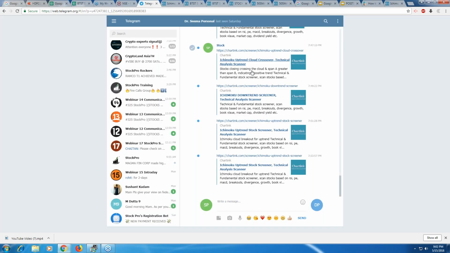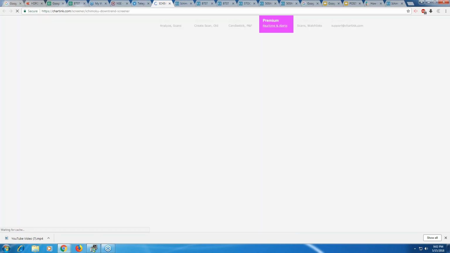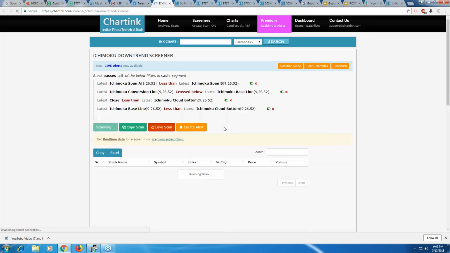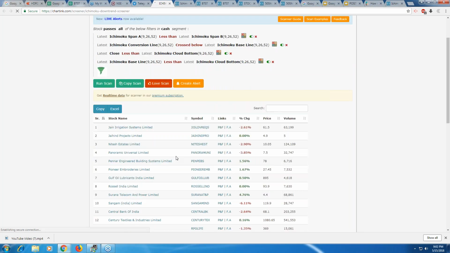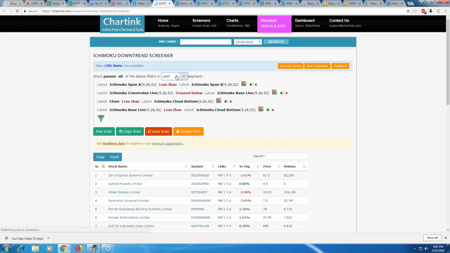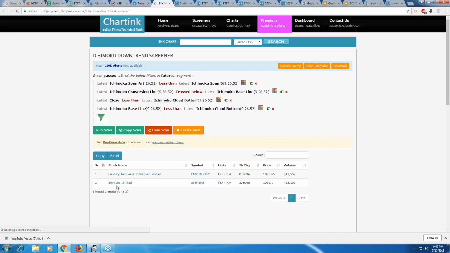Then another one I have here is the downtrend scanner. In the downtrend scanner, I'm getting a lot of stocks here, right? As we know, in equity we're not going to be able to sell, it's in futures that we can sell. So I'm going to replace it with futures and find out. So Siemens and Century Textiles, right? These are the two stocks which are below the Ichimoku cloud.